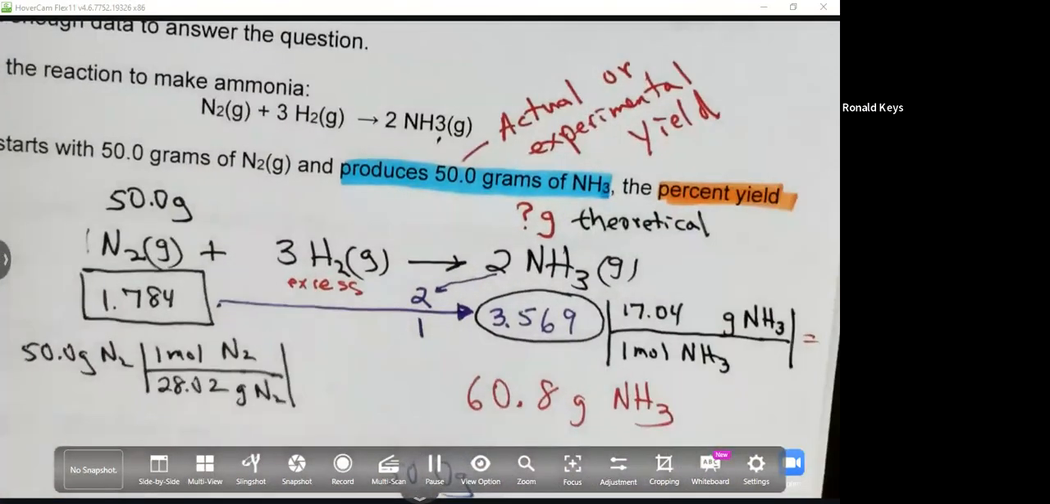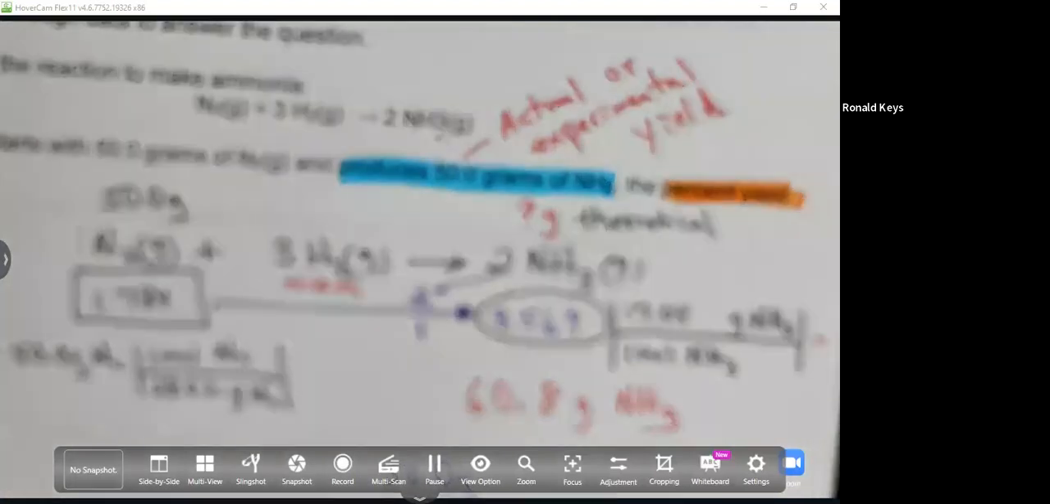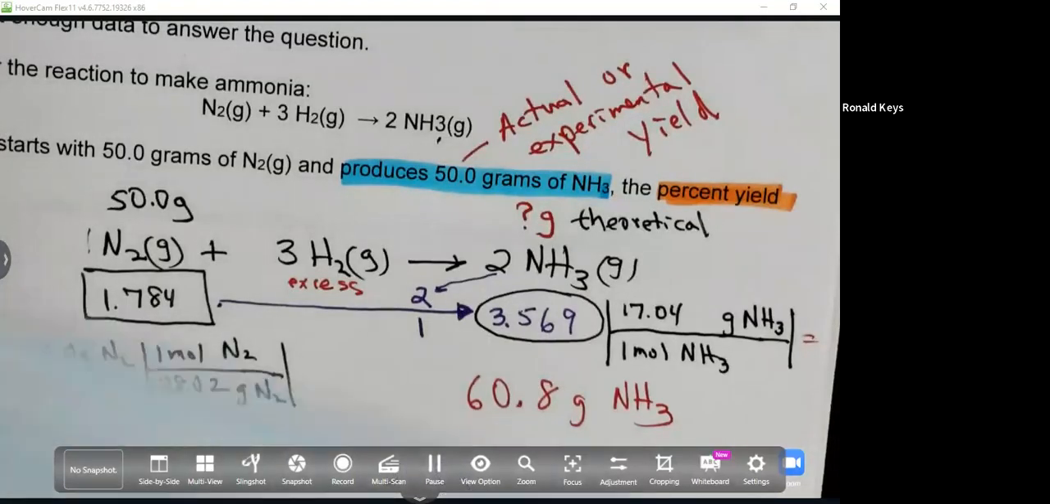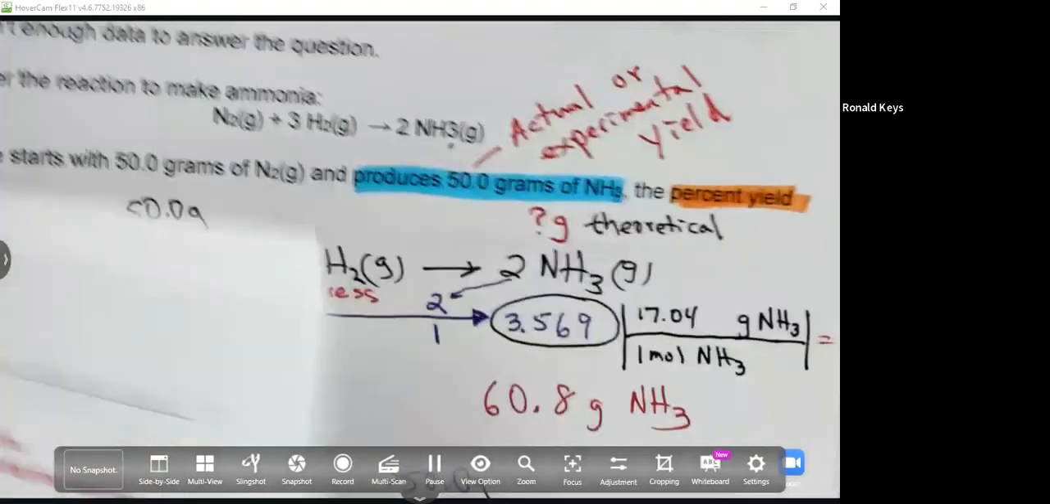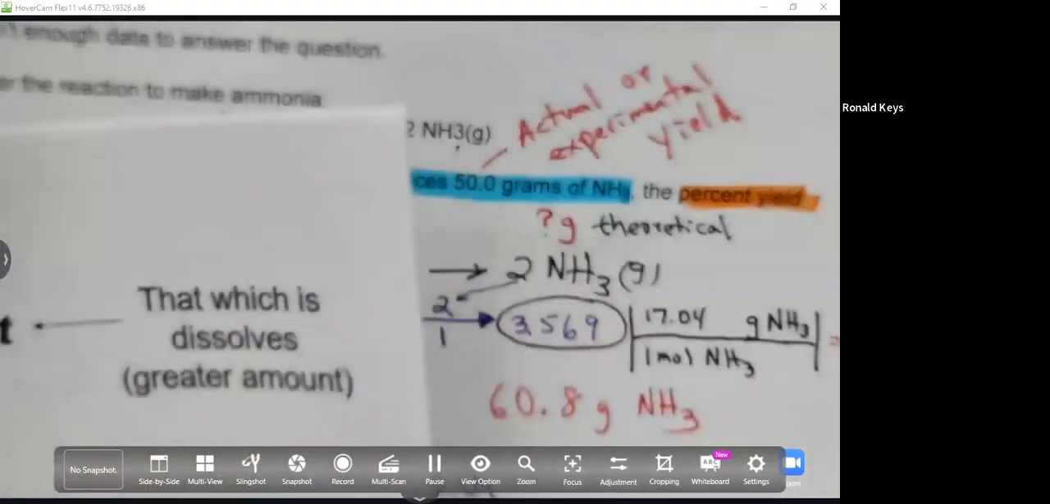Okay, let's go to our guide here, see where we're at. We left off doing molarity, right? We did some molarity.